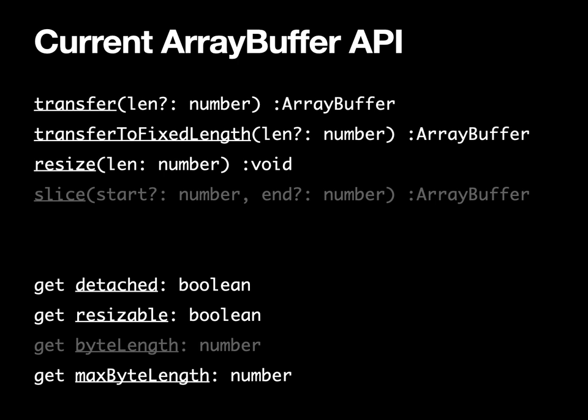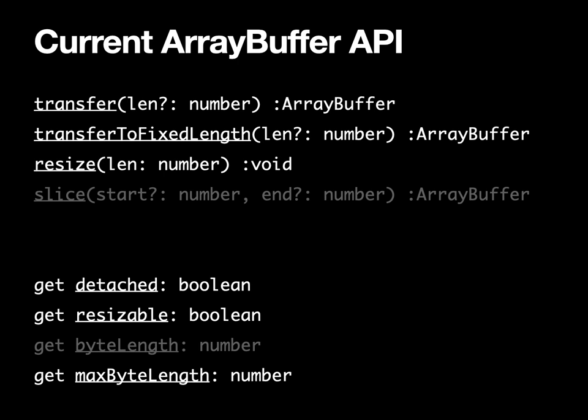What these transfer methods do is create other flavors. We started with transfer. It just creates a new array buffer that's like the original, detaching the original. The reason it detaches the original is so that it can create the new one with the same data without having to copy it. So that's a zero copy transfer of exclusive access to the data. Transfer to fixed length is similar, but it creates a flavor of a non-resizable array buffer, which is less mutable than the original if the original was resizable but contains all the same data.